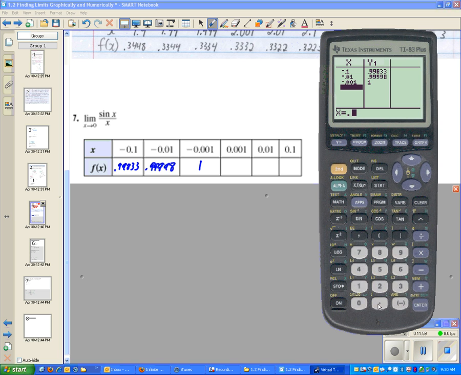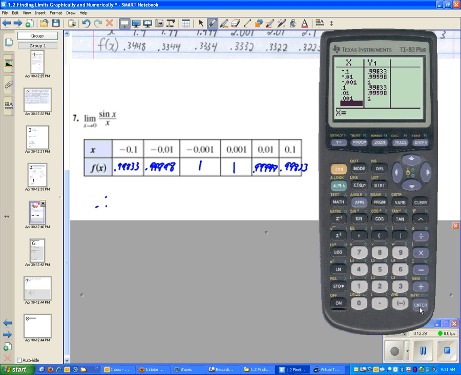So I go to the other end, 0.1. I get 0.99833 again, 0.01, 0.99998. I bet it's going to give me a 1 again, isn't it? 0.001. Oh, clear that. 0.001. Yeah. So, what's our conclusion? We say, therefore, you don't have to put therefore if you don't want to, but therefore, the limit as x approaches 0 of the sine of x over x equals 1.